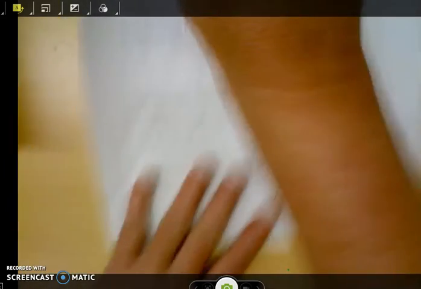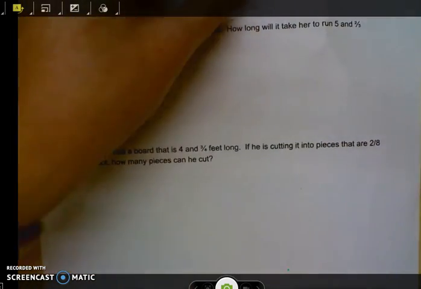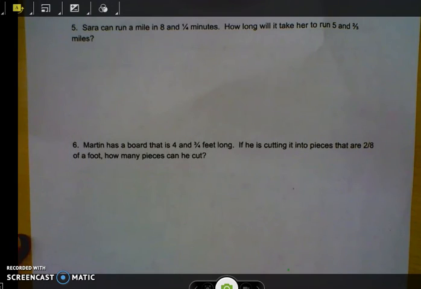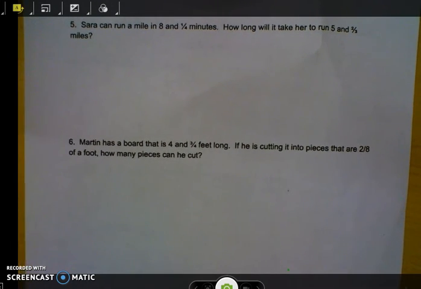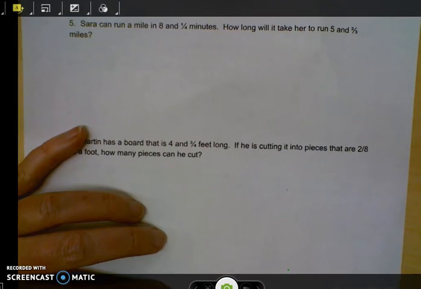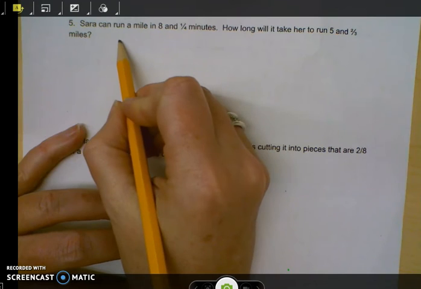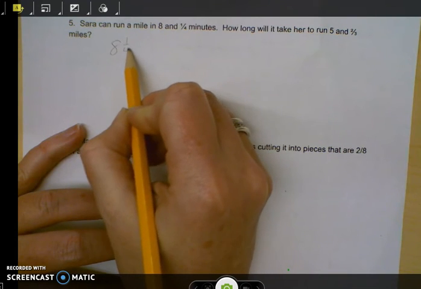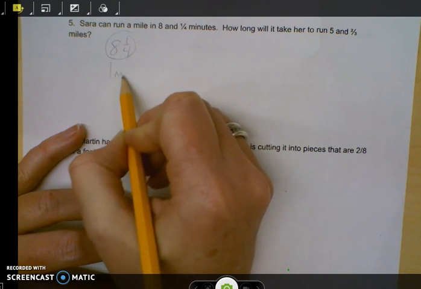Moving on to the back, there are 2 more questions on the back. Sarah can run a mile in 8 1/4 minutes. How long will it take her to run 5 2/3 miles? All right, so this sounds like a repeating problem to me. I know that she can run 8 1/4, that's 1 mile.